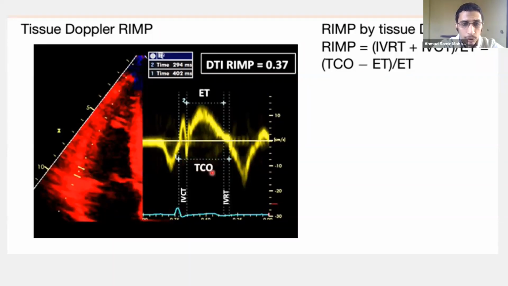You take it first, you subtract from it the ejection time, where the pulmonary valve opens and the right ventricle ejects into the RVOT or the pulmonary trunk. And this difference is divided over the ejection time. It is the TCO minus ET over the ET. And the normal value for the RIMP assessed by tissue Doppler is anything above 0.54.